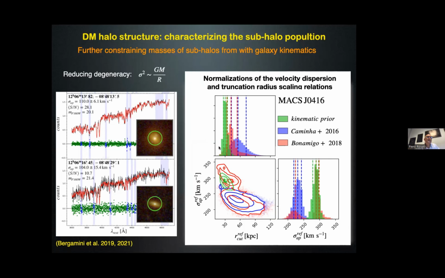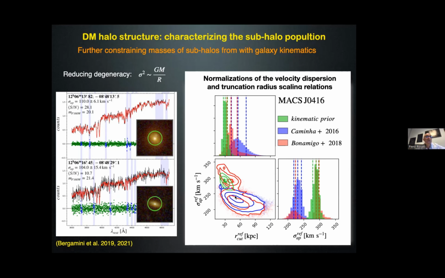And you see, in the end, what this does is that, since sigma squared is GM over R, as we know from the virial theorem, in a way there is still an inherent degeneracy between mass and radius. This is unavoidable, of course, every time you measure just the mass, but you definitely reduce significantly the degeneracy between the normalization of that scaling relation that I showed and also the normalization of the analogous scaling relation for the truncation radius.